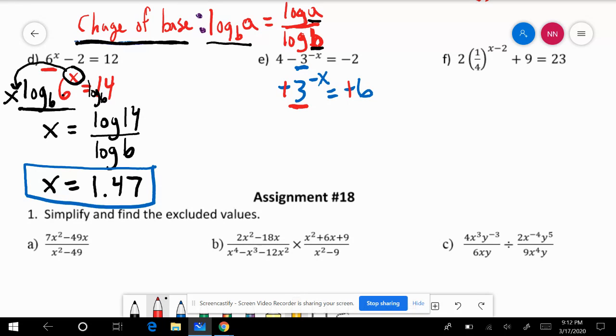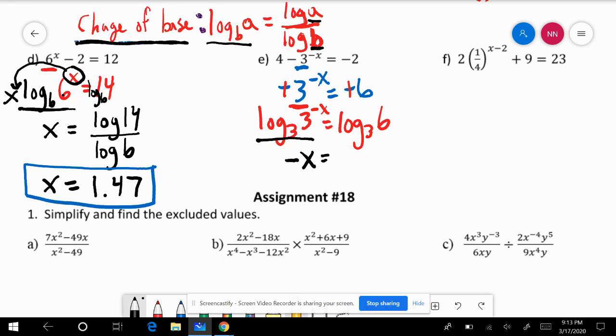We need to get the 3 by itself, so in order to get rid of it, we are going to do the log base 3 on both sides of the equation. Now, when we do that, once again, those right there become 1. Once they become 1, we get the negative x by itself. The change of base formula tells us that's log of 6 divided by log of 3.